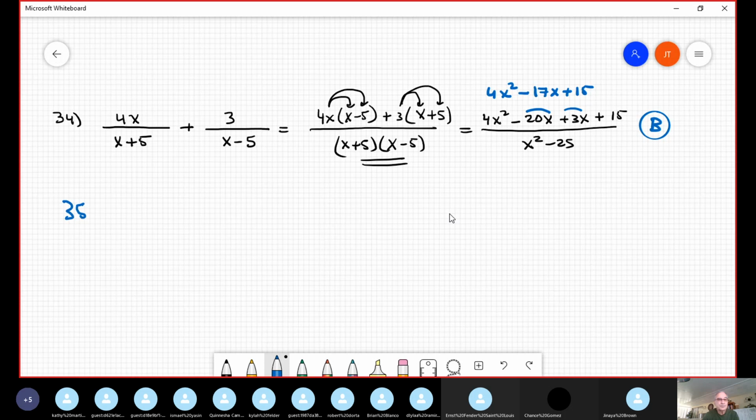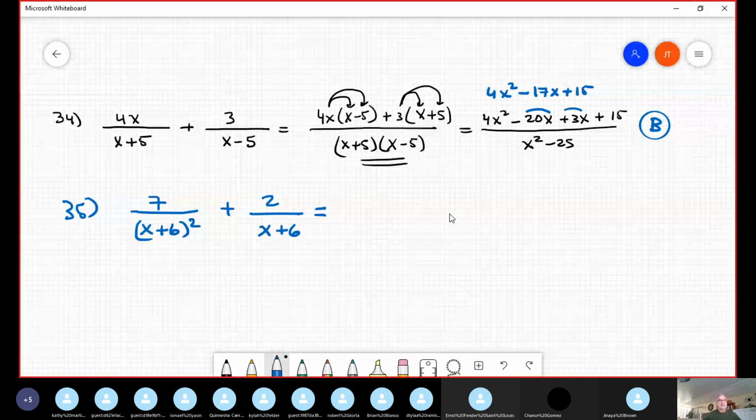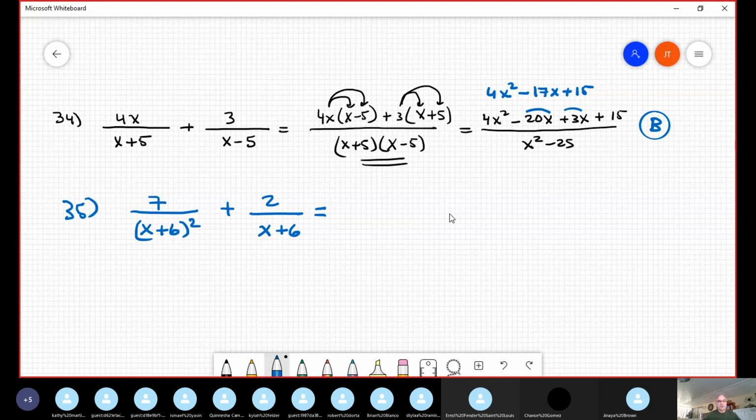35 is 7 over (x plus 6) squared plus 2 over (x plus 6), no square. So this is a little bit different. Okay, what is the least common denominator? It's x plus 6, but how many times? 2 times, 3 times, or 1 time?